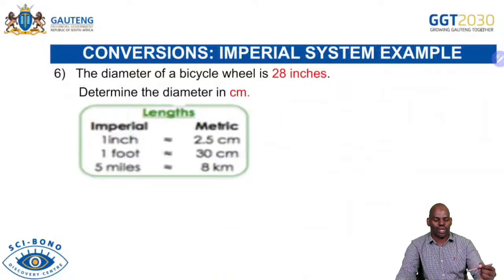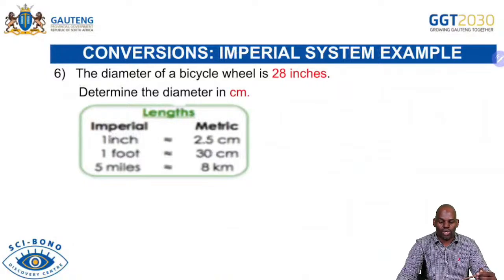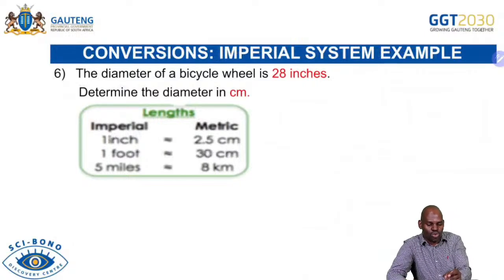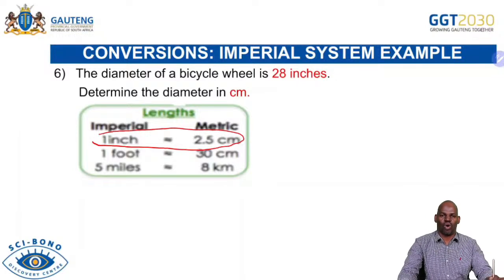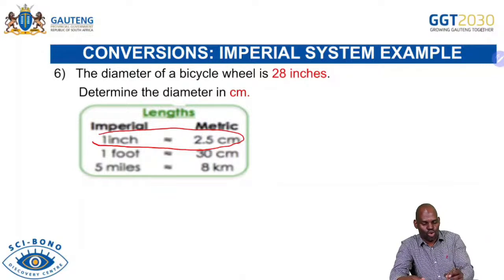Okay, the next one is the diameter of a bicycle wheel is 28 inches. Determine the diameter in centimeters. So it means in this case, we need to convert, but we have to look for the correct conversion factor. The correct conversion factor in this case is given as 1 inch is equals to 2,5 centimeters. So always use the conversion factor that is given.